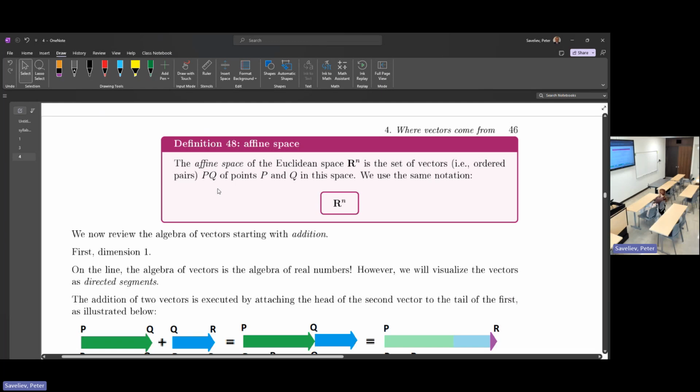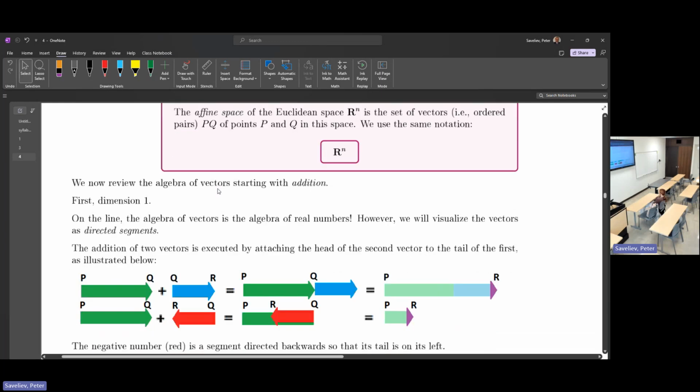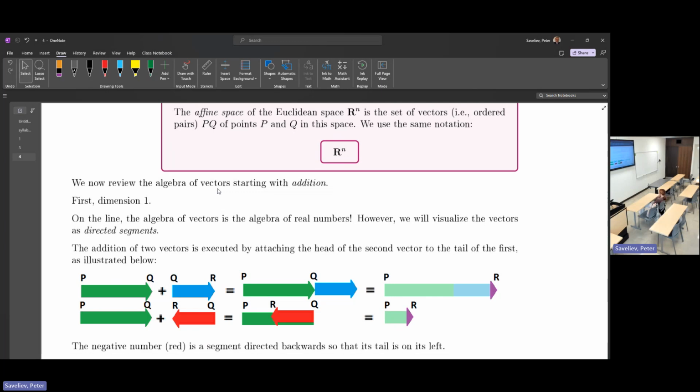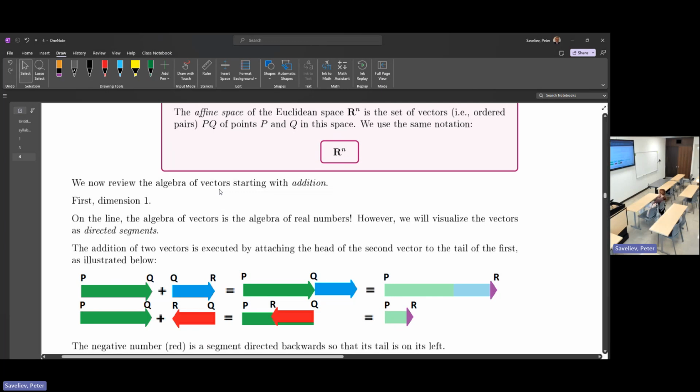So about that in a minute. But first, once again, that's what happens. Once again, algebra of vectors. In dimension one, it is nothing but algebra of numbers.